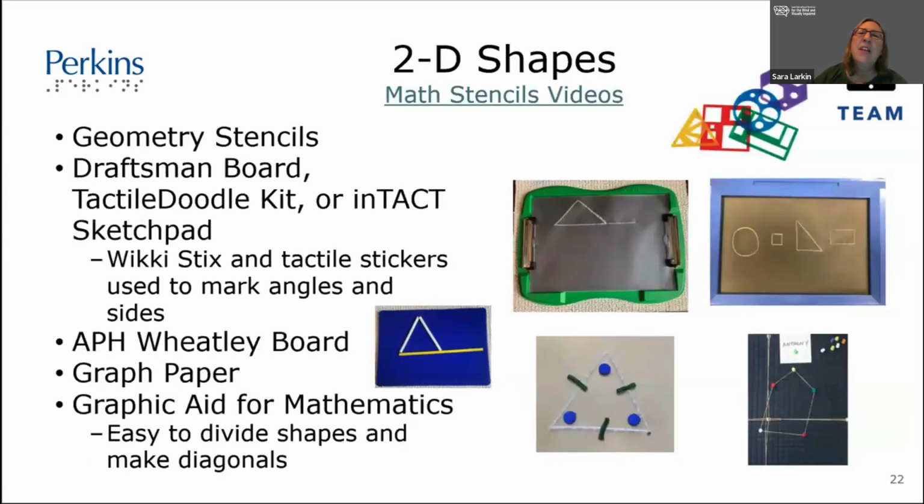2D shapes. Lots of things I can do with 2D shapes. We have a link to some math stencil videos for you, but we can use geometry stencils, the Draftsman board, Tactile Doodle, or the Intact Sketchpad to create things like triangles with an exterior angle. We could do different shapes. We can even mark congruent sides with wiki sticks or congruent angles with tactile dots that I've just punched out with a hole punch.